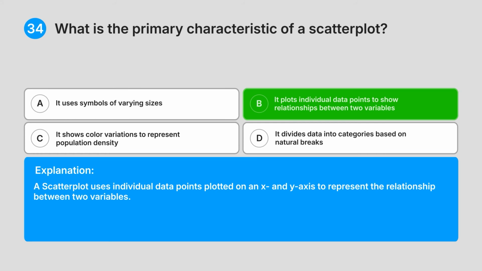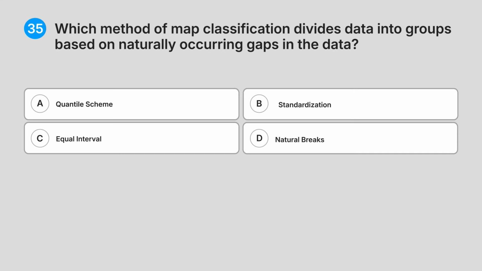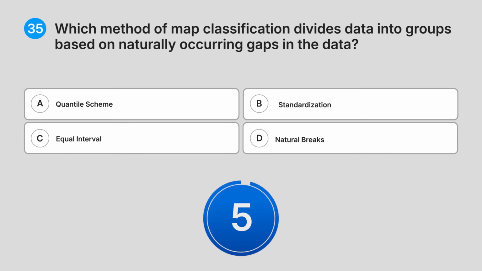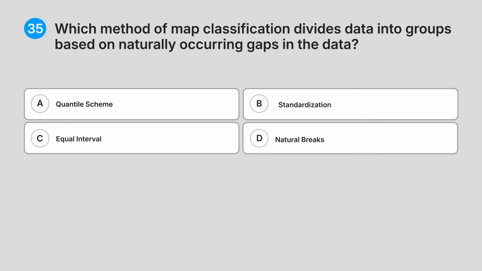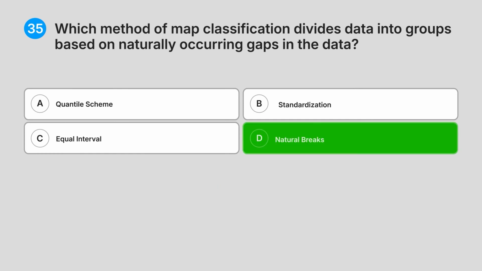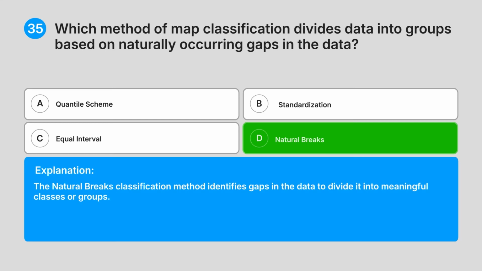two variables. 35. Which method of map classification divides data into groups based on naturally occurring gaps in the data? A. Quantile scheme. B. Standardization. C. Equal interval. D. Natural breaks. Do you know the answer? Correct answer: D. Natural breaks. Explanation: the natural breaks classification method identifies gaps in the data to divide it into meaningful classes or groups.